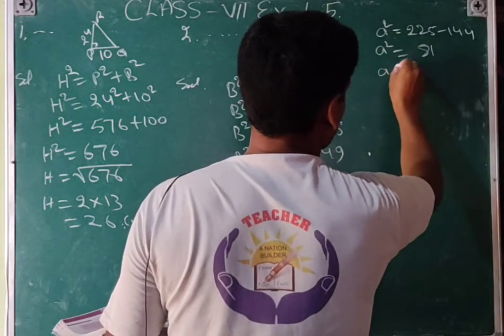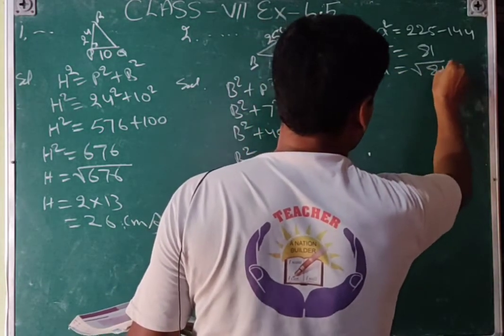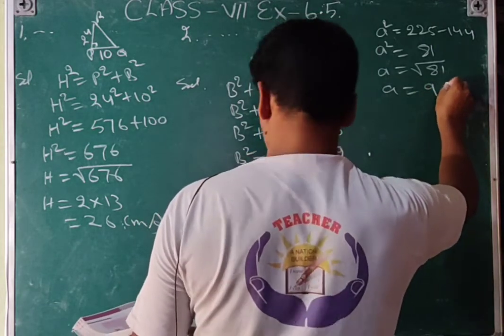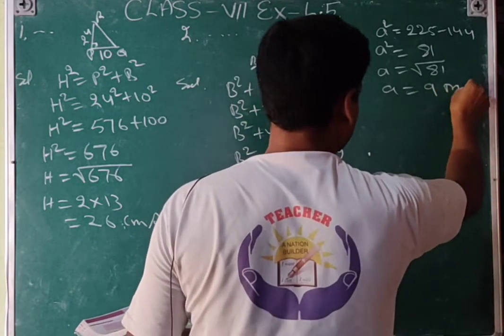So A is equal to under root 81. The square root of 81 is 9, since 9 times 9 is 81. So 9, centimeter or meter, that will be meter.